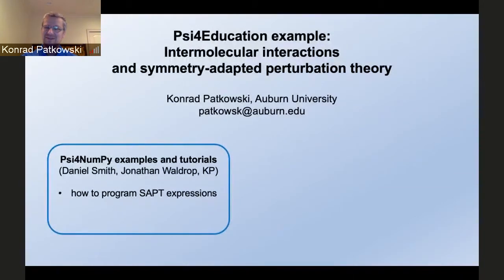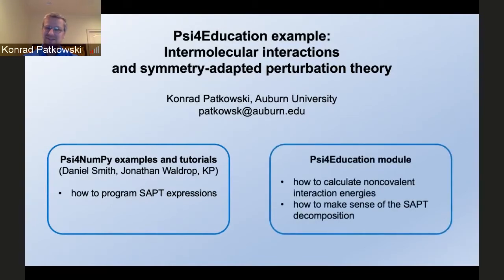So I realized that it would be useful to do something at a more general level for Psi4Education that's still related to weak interactions. So I decided to do something a little bit simpler, so there's no code overlap between the Psi4NumPy tutorials and this module.